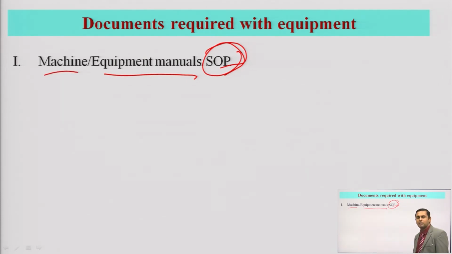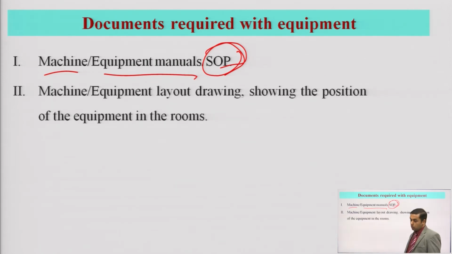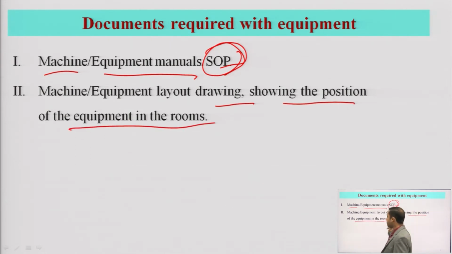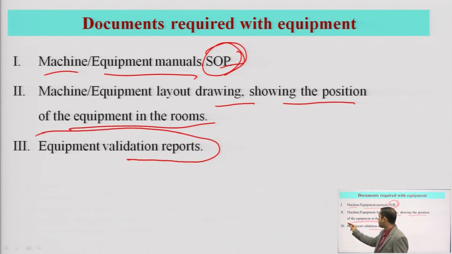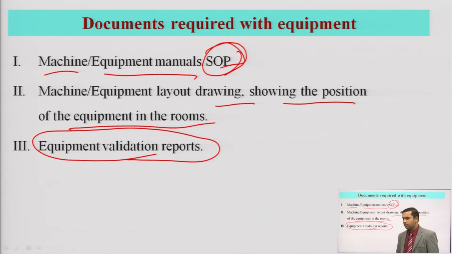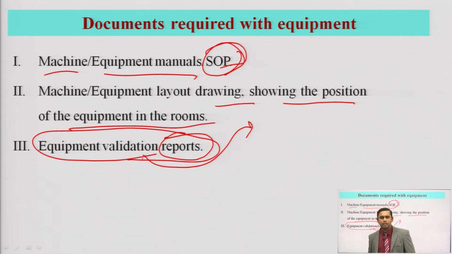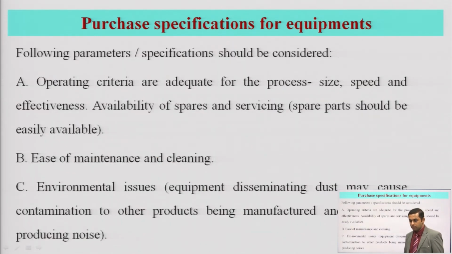If you are going to purchase a new compression machine, you should have these things. Then the machine equipment layout, a drawing showing the position of the equipment in the room, and also the equipment validation report. The equipment should be properly validated. After validation, there will be one report, including how the validation was done; everything should be documented. Those things should be there, so that you can use them for your activities.